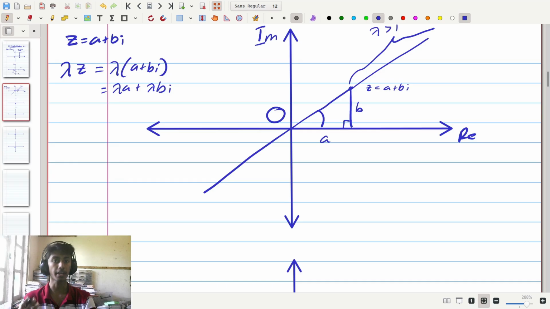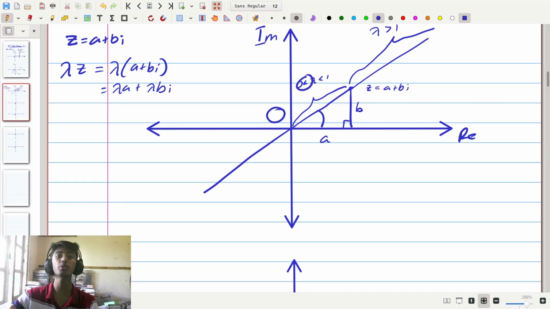Now after that, considering lambda in between 0 and 1, it means that lambda z is going to be a smaller number than z. And due to that, the distance of the complex number lambda z from the origin, compared to that of z, is going to be smaller. So because of this, if lambda is in between 0 and 1, lambda z is going to be along this line right here. So this is the case where lambda is in between 0 and 1.